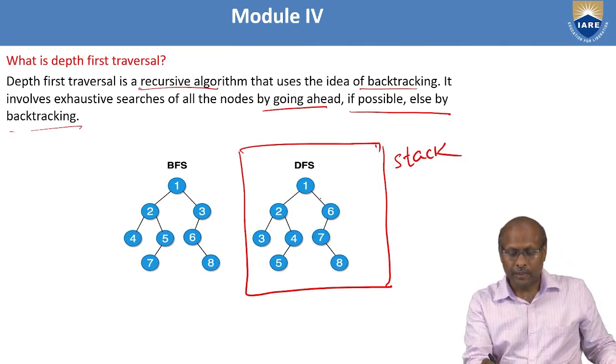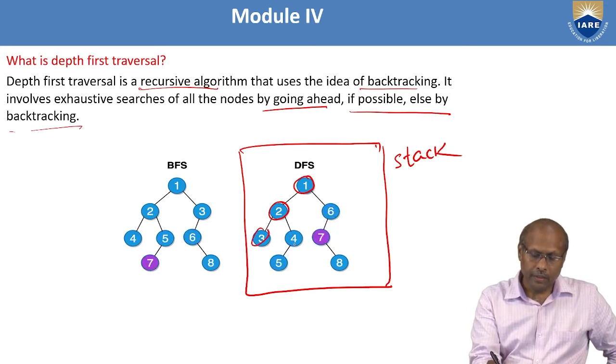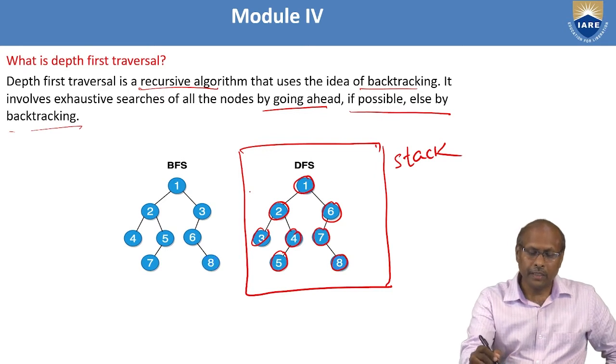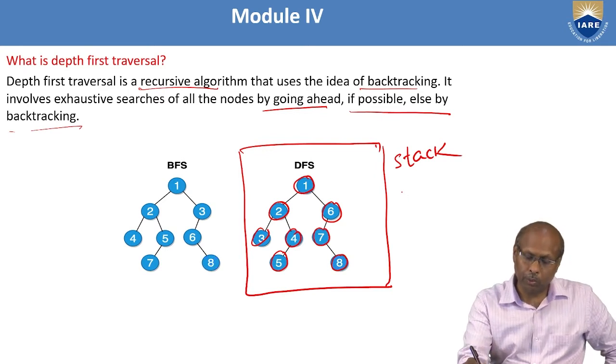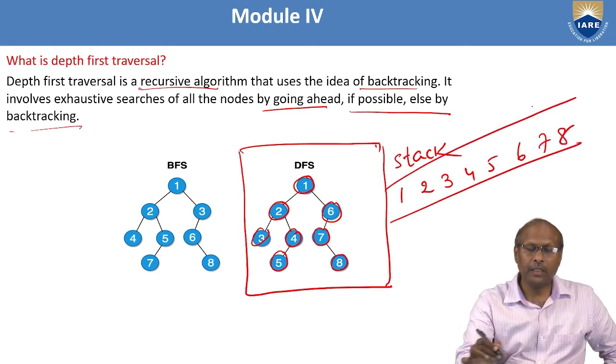Now if you observe here, the DFS on this tree: first 1 is coming, then 2, then 3, then 4, then 5, then 6, then 7, then 8. So this is the way the traversal order comes. That means first 1, then 2, then 3, then 4, then 5, then 6, then 7, then 8. This is the traversal order of the tree.